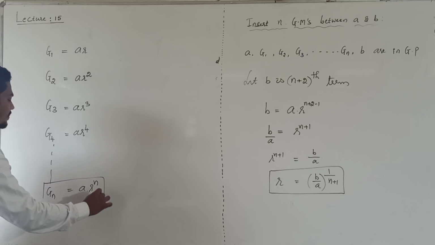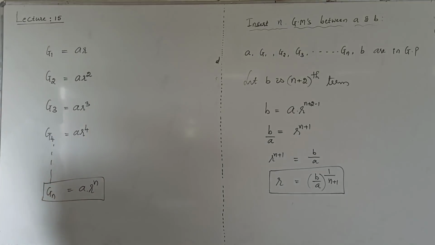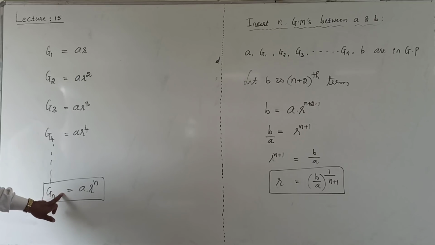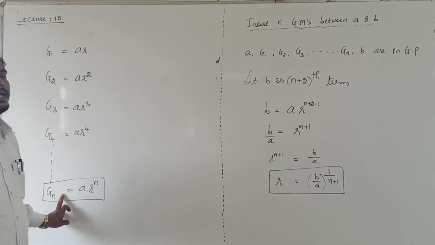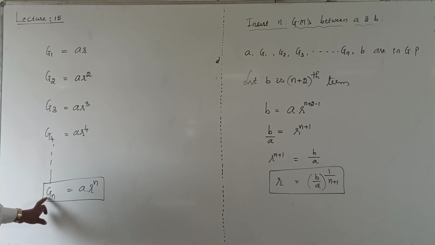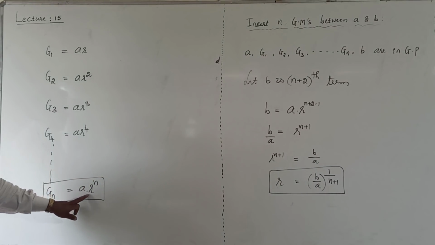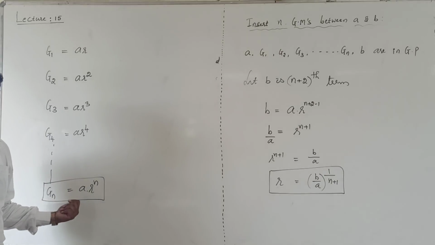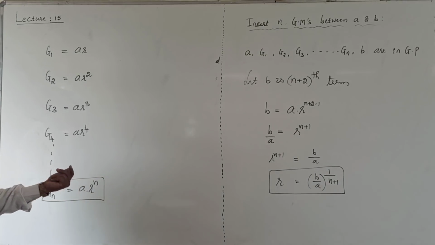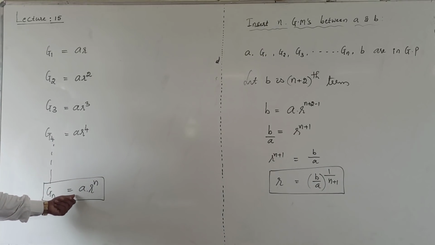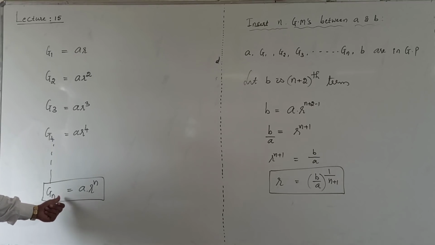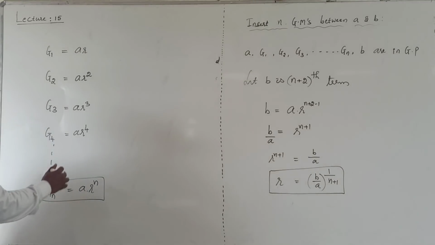It is inserting number, nth number, inserting nth mean. It is nth mean. Gn is equal to A into R power n. It is not R power n minus 1. It is inserting number, not nth term of the GP. It is inserting nth mean. The nth mean is equal to A into R power n.